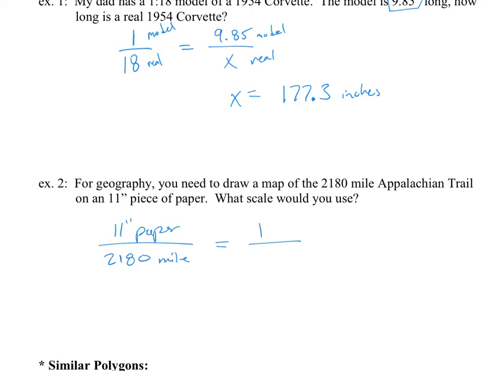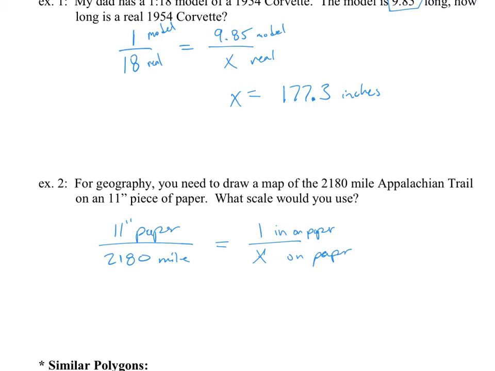We want to have 1 inch on our paper. There's our proportion, right? We are trying to figure out how much our trail is going to take up on paper. I feel like the math is easy. It's just finding out how to write the proportion. It's hard.